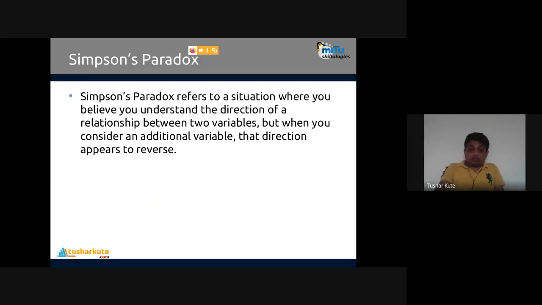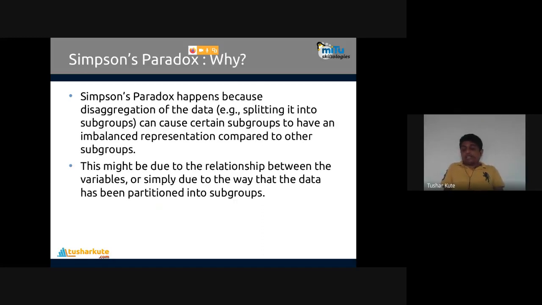Let's check why exactly Simpson's paradox happens. Simpson's paradox happens because of disaggregation of the data. Aggregation is combining, disaggregation is splitting. Splitting it into subgroups can cause certain subgroups to have an imbalanced representation compared to other subgroups.